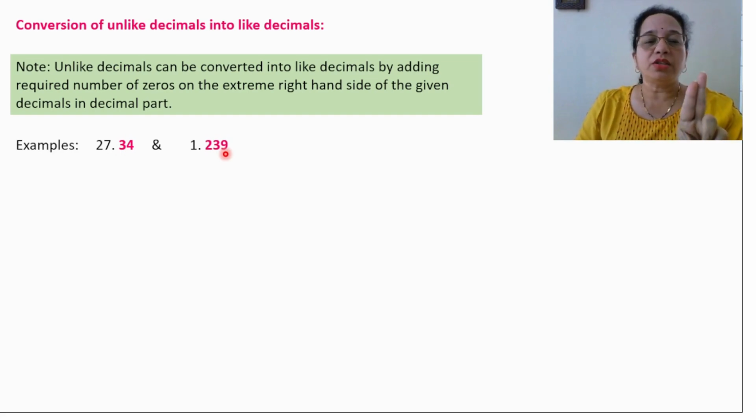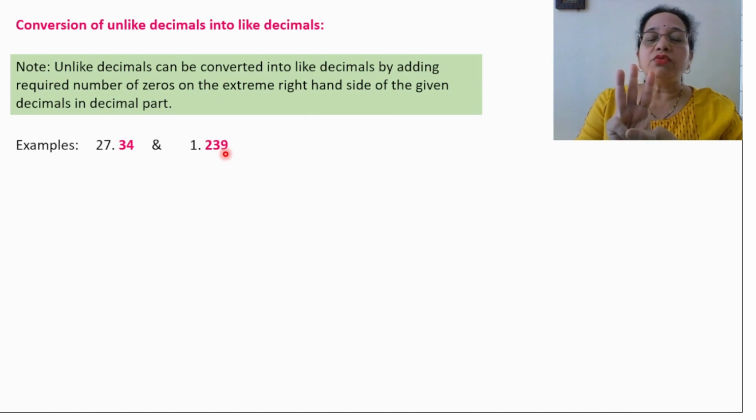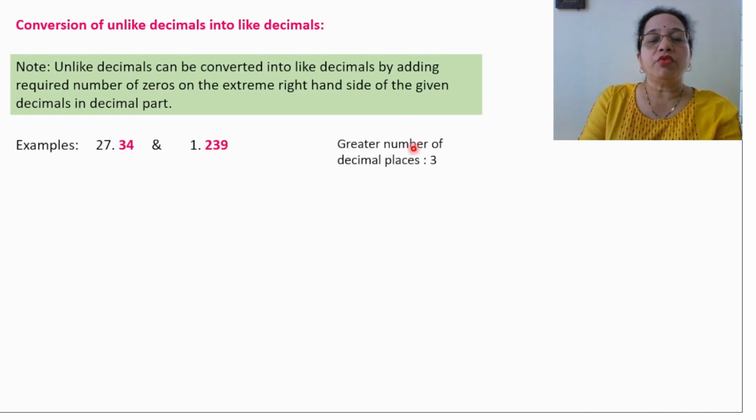So one number has 2 decimal places, one number has 3 decimal places. Out of 2, which one is greater? The one with 3 decimal places is greater. So we will convert each decimal into 3 decimal places. The greater number of decimal places is 3. So to make the first number 3 decimal places, wherever this cursor is, we will add a 0. We always add 0 on the extreme right hand side after the decimal.